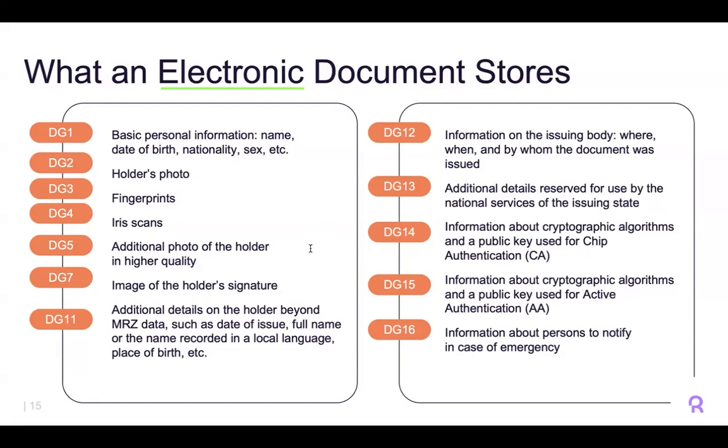These structures make it possible to set different access levels to the data recorded on the chip. For instance, the DG2 file with the document holder's photo is checked during routine verification sessions, like customer onboarding in a bank or any other process where the person's photo should be verified. But only authorized entities like border control or police officers can access biometric data, such as iris scans or fingerprints, stored in DG4 and DG3 groups of data.